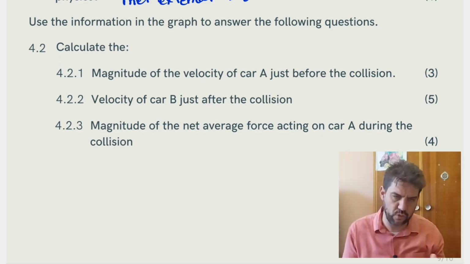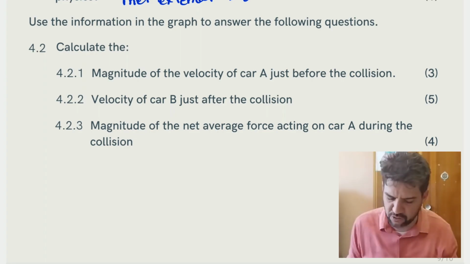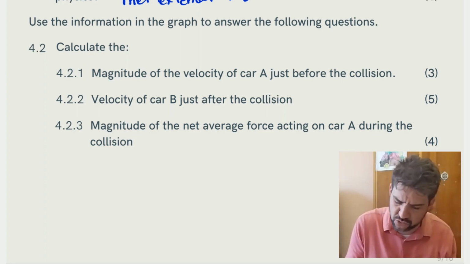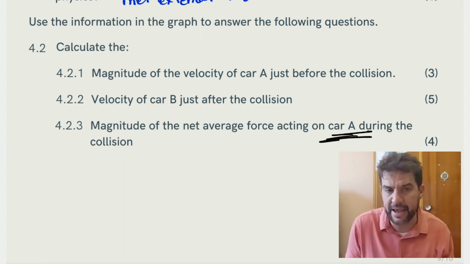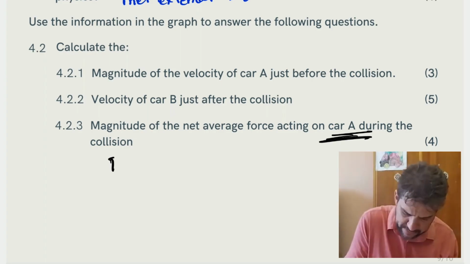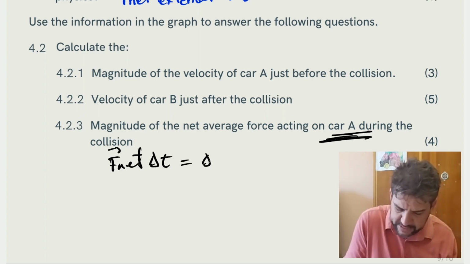Well, now for question 4.2.3, it says calculate the magnitude of the net average force exerted on car A during the collision. It means we are going to use the data for car A. That is what we need here. What are we going to use? We're going to use Newton's second law in terms of momentum: F net multiplied by the time is equal to the change in momentum.